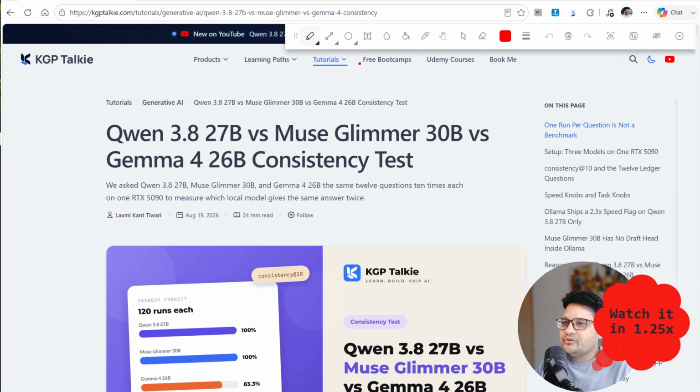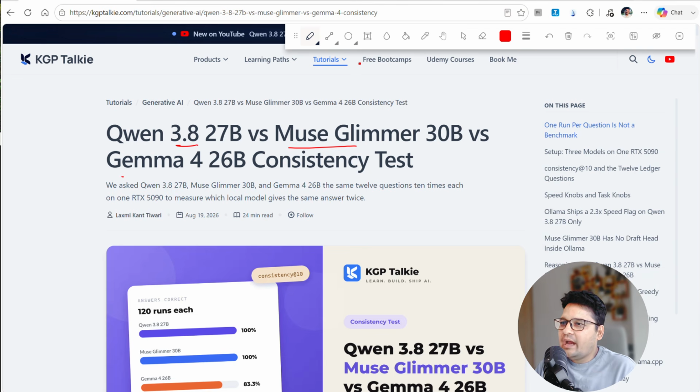Today we are going to test our Qwen 3.8, Meta's Muse Glimmer model and Gemma 4 model. We will be doing a consistency test. Let me quickly tell you what the consistency test is.